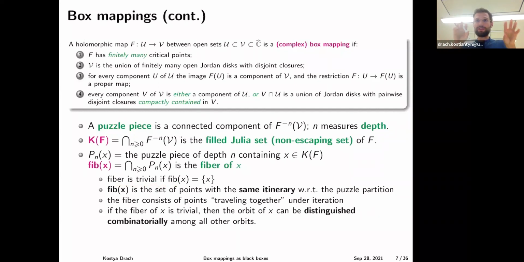And if we think about these puzzle pieces of various depth as some sort of symbolic dynamics on our space that is given by a box mapping, then the fiber of x is a set of points with the same itinerary through the puzzle partition. In other words, a fiber is a set of points that travel together when we iterate them by our box mapping. And if the fiber of point x is trivial, then we can say that we can distinguish combinatorially the orbit of x among all other orbits of our box mapping, so that it has a unique way of traveling through the puzzle pieces. And as maybe many of you know, this is the proper dynamical way of looking at the questions of local connectivity. But we will return to that a little bit later.